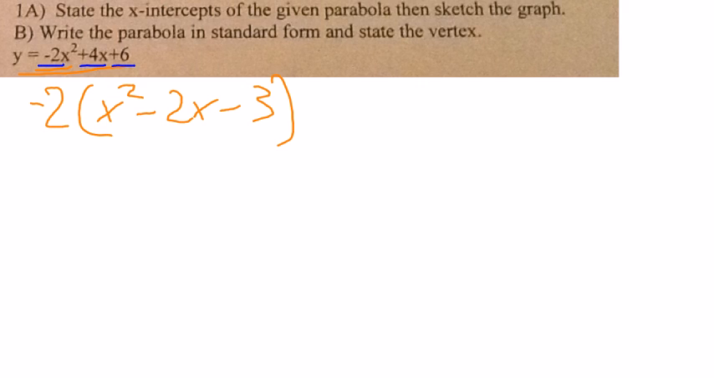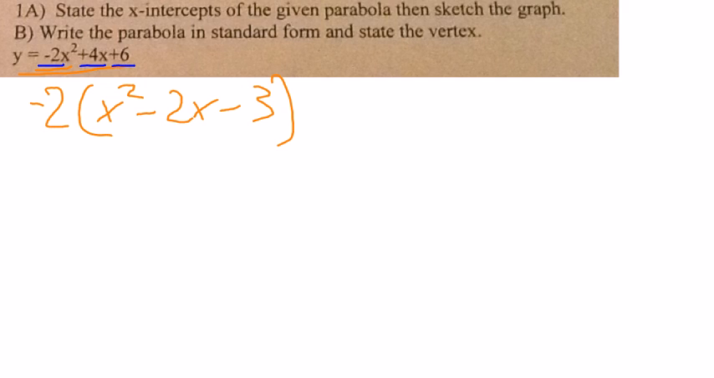Anytime you're dealing with a function that you want to factor, it is always a great idea to factor out the greatest common factor of all your terms whenever possible. So we can look at that and see that we can pull a negative 2 out of all those terms. And what are we left with? Well, we're left with x squared minus 2x minus 3. We can check. Negative 2 times x squared gives me negative 2x squared. Negative 2 times negative 2x gives me positive 4x. And negative 2 times negative 3 gives me a positive 6. So that's cool. I'm off to a good start.